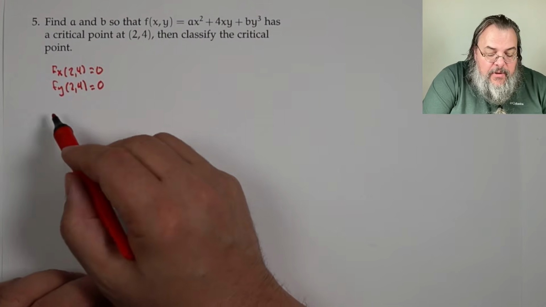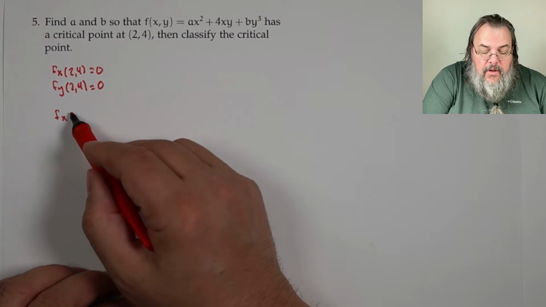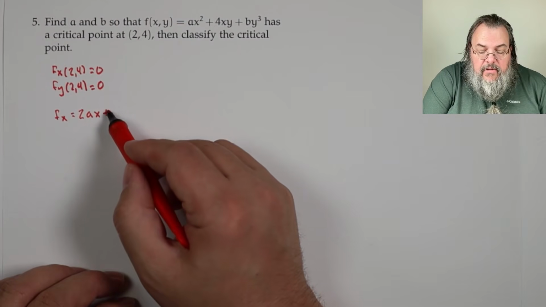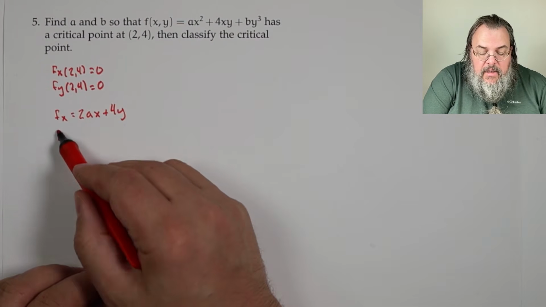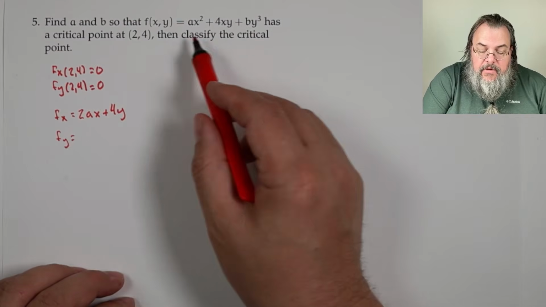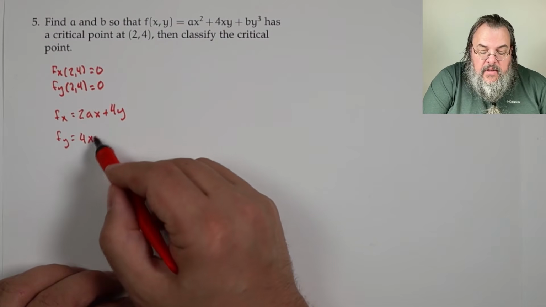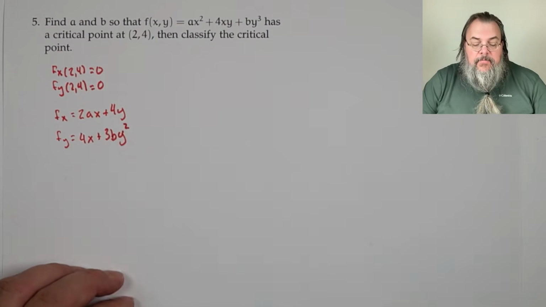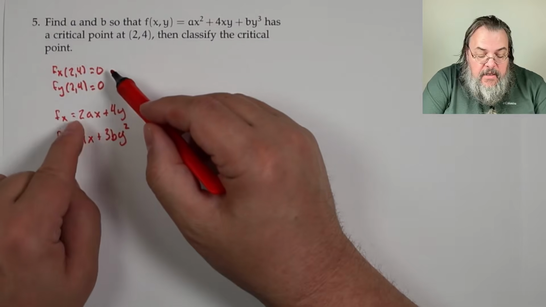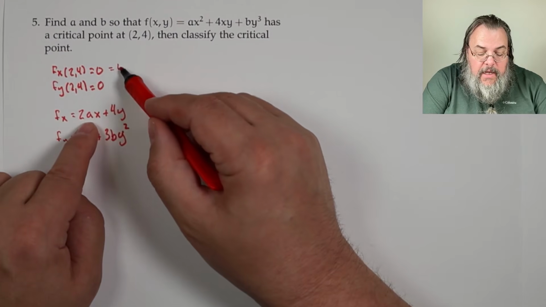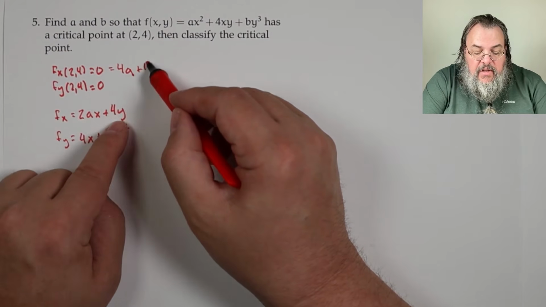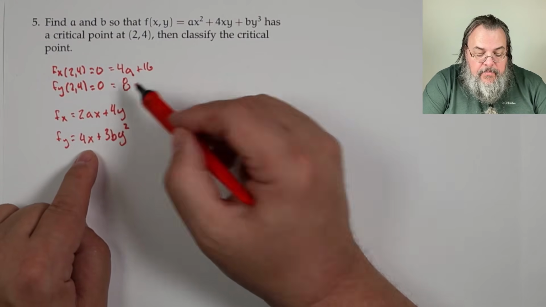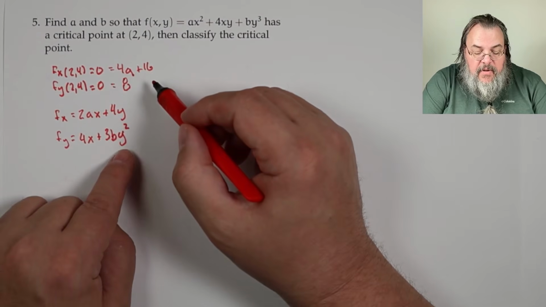Now, let's make some notes here. What is f sub x? Well, take it with respect to x, 2ax plus 4y. What is f sub y? Well, take it with respect to y, 4x plus 3by squared. All right. Now, we plug in x equals 2, y equals 4. So we get 4a plus 16. And here, we're going to get 4 times 2 is 8, and plus 3b times 4 squared.